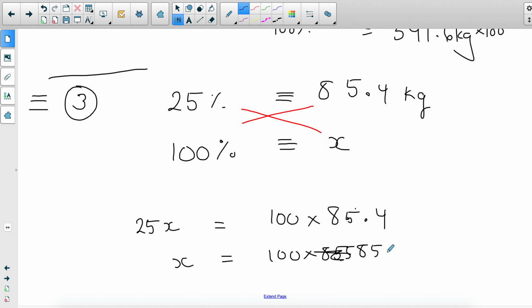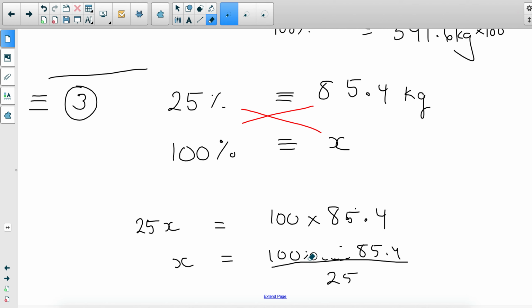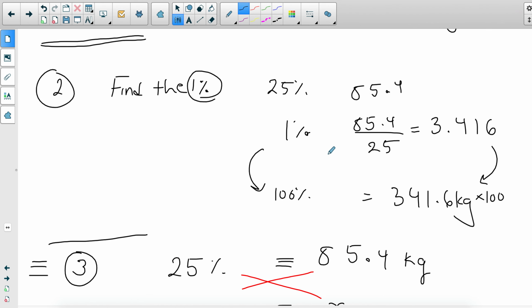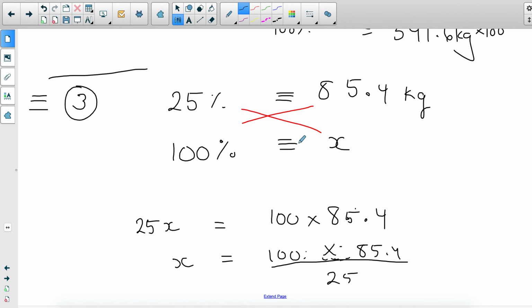and you divide by 25 here. So as you notice, same exact calculations, nothing different in any of them, it's just understanding how you do them. So either you use algebra from the beginning, or you do the 1%, or you do the equivalency, which can be used in many different examples.